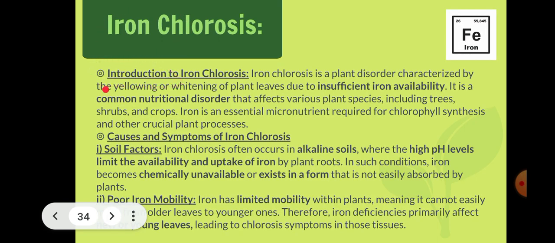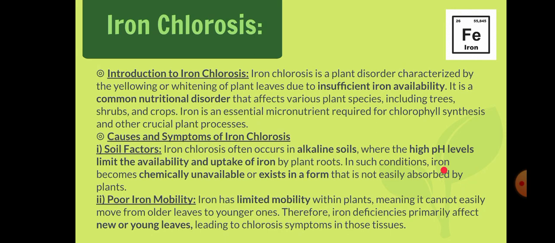Iron chlorosis is a plant disorder which is characterized by the yellowing or withering of plant leaves due to insufficient iron availability. It is a common nutritional disorder and it affects various plant species including trees, shrubs, and crops. Iron is an essential micronutrient which is required for chlorophyll synthesis and many other important processes in the plant body.